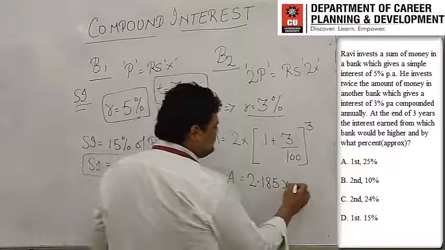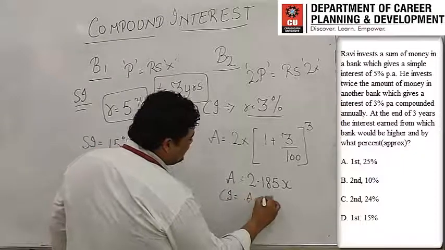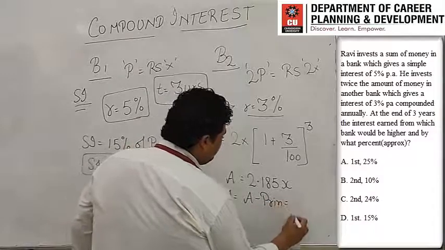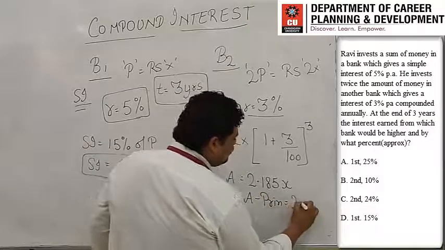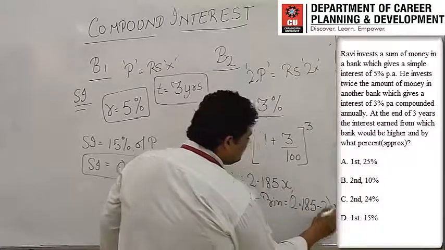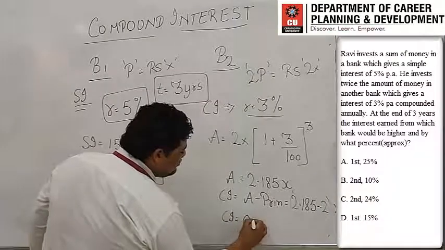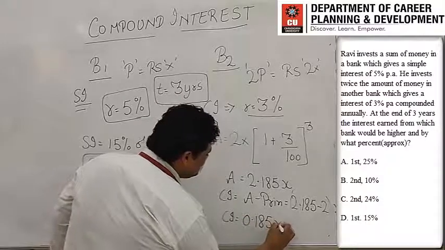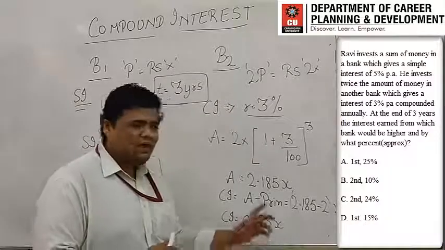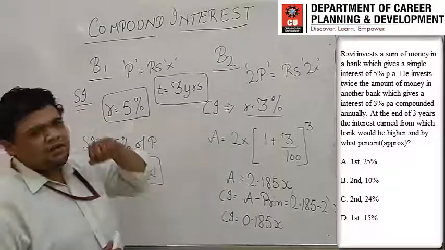If I subtract, CI will be what? It will be amount minus principal, which is 2x. I am subtracting the principal from it. Amount is 2.185x minus 2 multiplied by x. So the CI will come out to be 0.185x. Which one is higher? The CI is higher, so the interest from the second bank is higher.